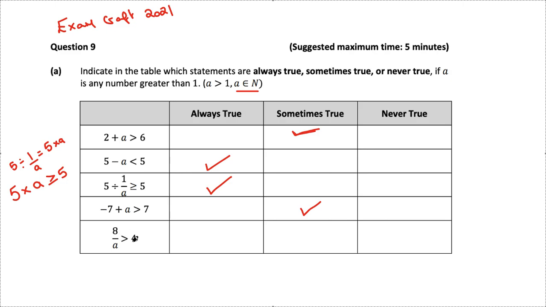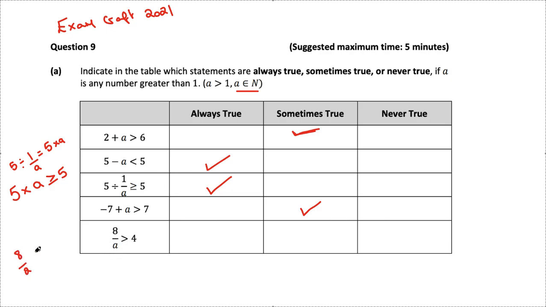And the next one then, is this true? Is 8 divided by a greater than 4? Is it sometimes true, never true, or always true? Well, in this case, we're going to have that a is greater than 1. And it's a natural number, which means the first value for a is 2.